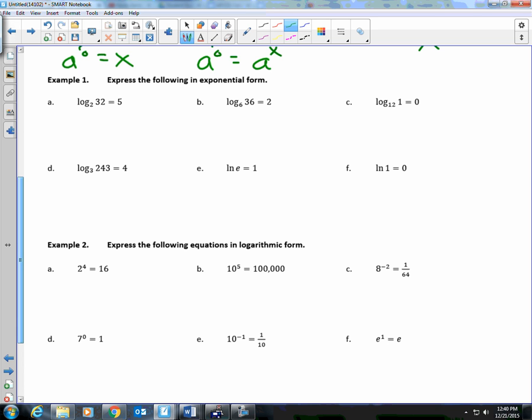I take the base. This reads log base 2 of 32 is equal to 5. This is a base. The 5 is an exponent. So if I were to write this in exponential form, it would read 2 to the 5th power is equal to 32.